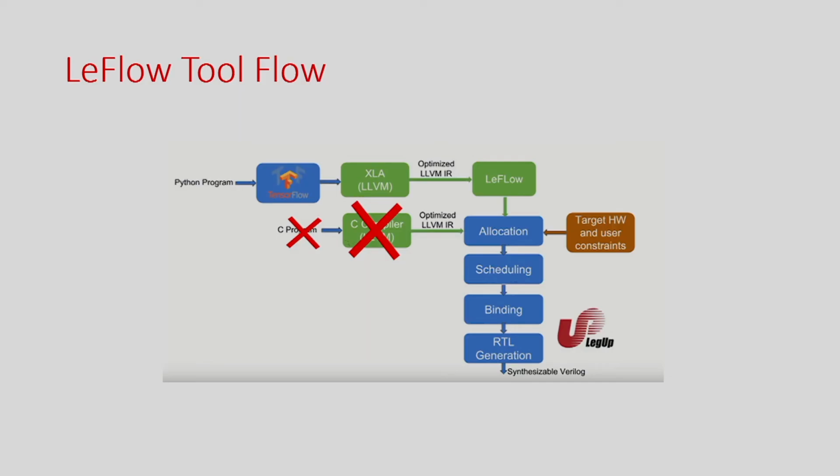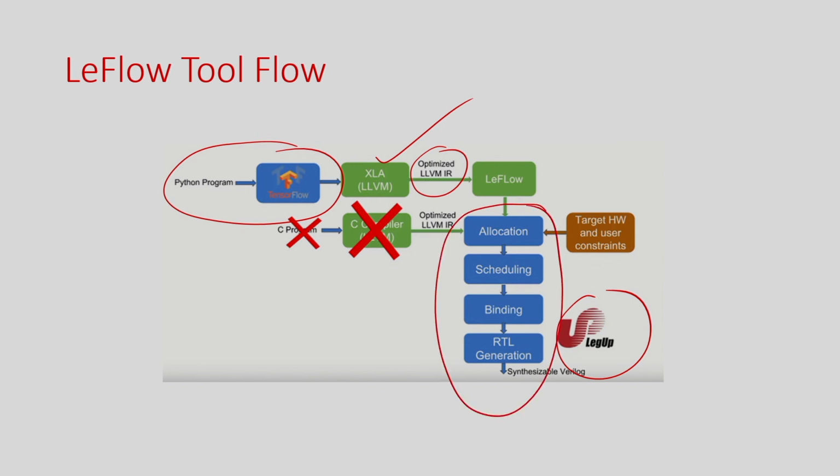So, the flow is like this: you have this Python program, and it uses the XLA compiler of Google, and it generates some IR, which is LLVM. LLVM is another C compiler. It can be GCC, for example; if it is VLSI, it understands the IR generated by GCC, but there are other tools like LegUp which understand the LLVM IR, and this is nothing but an HLS tool.